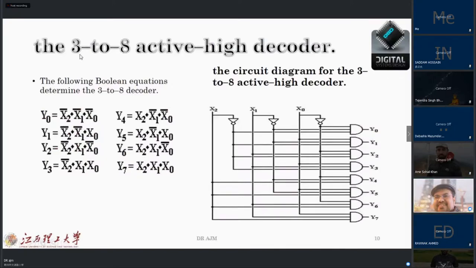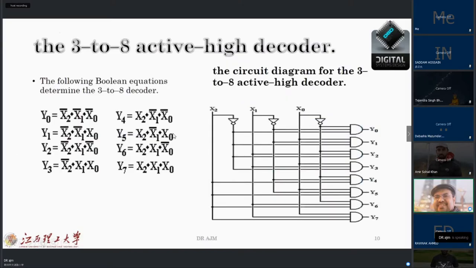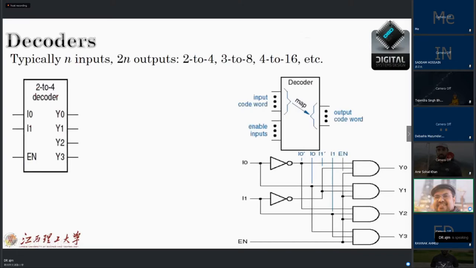Then we can simply have a 3 to 8 active high decoder, which I show based on the table, and as you will see here, these are the inputs and the relation between them. Let us review once more: what is the decoder?